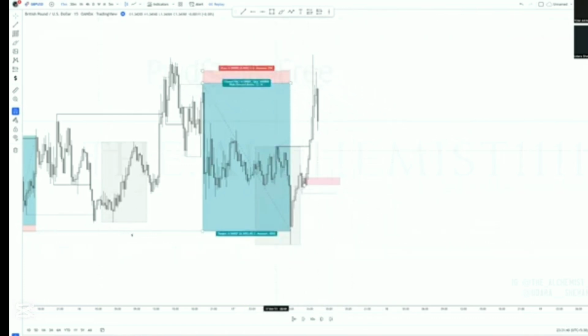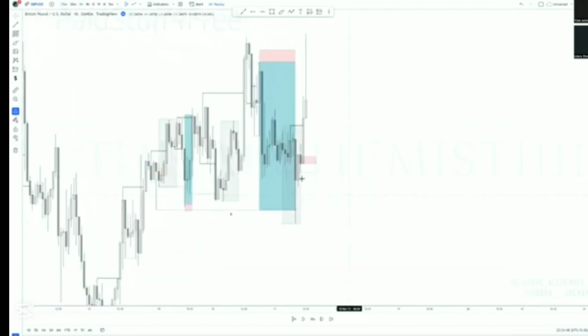Okay, it is a pool of liquidity right below this low. So what did we have? Now that's the 4-hour rejection block, so we can cut that off. So on the 1 hour, right below this liquidity, we had another rejection block. Can you see that? We had another rejection block.